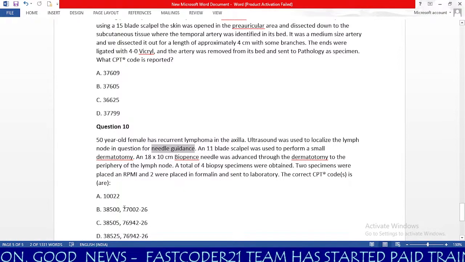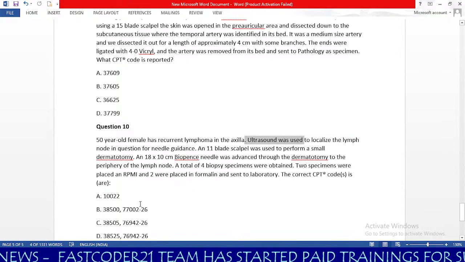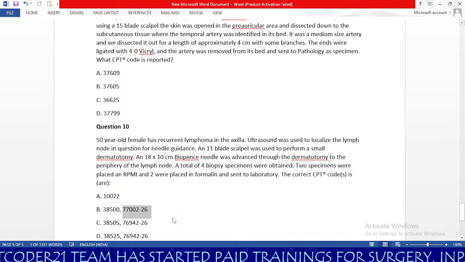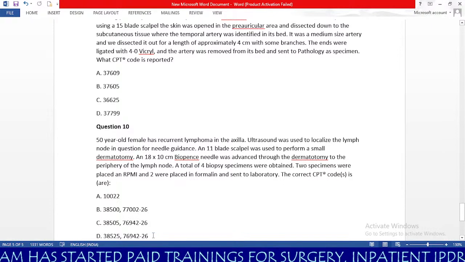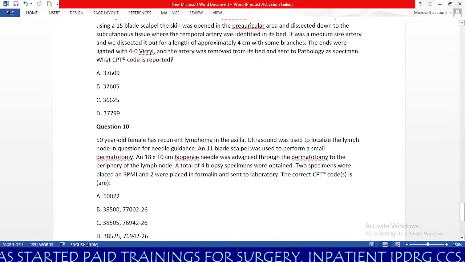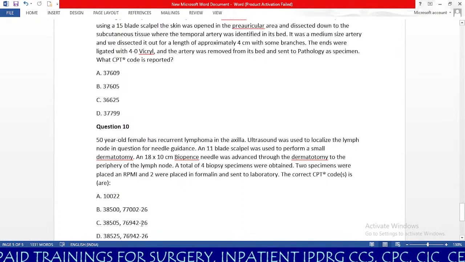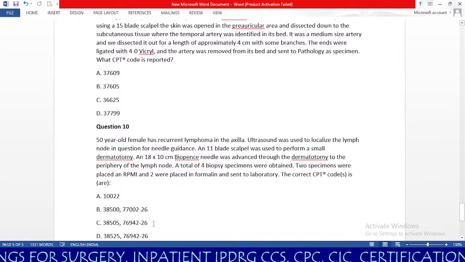So using the imaging guidance also, you can eliminate easily. Here ultrasound was used, correct? So we will eliminate B. It is fluoroscopic guidance. So among these two, we have one percutaneous procedure and one open procedure. But based on documentation, the physician performed a percutaneous procedure. So we need to code C. 38505 769422 is the correct answer. Yeah, thank you, Praveen. C is the correct answer.